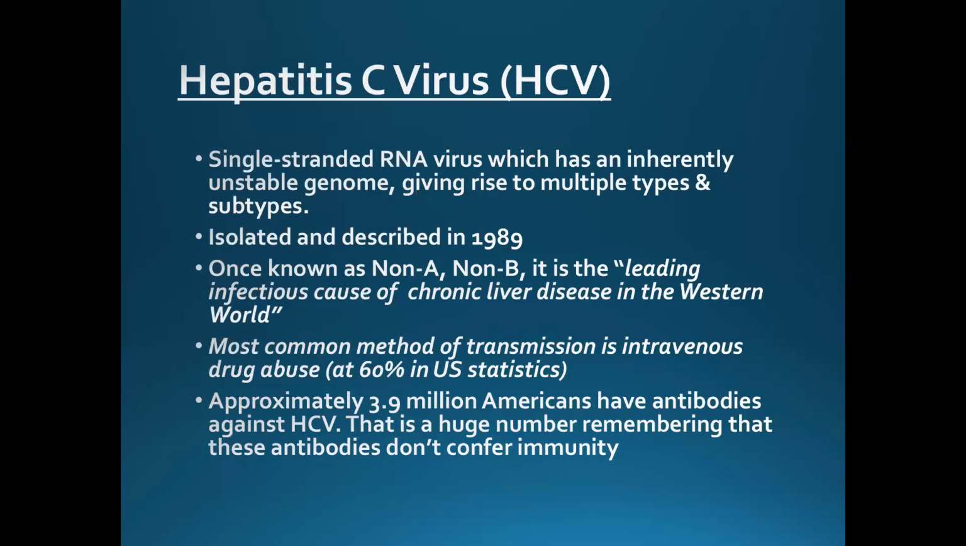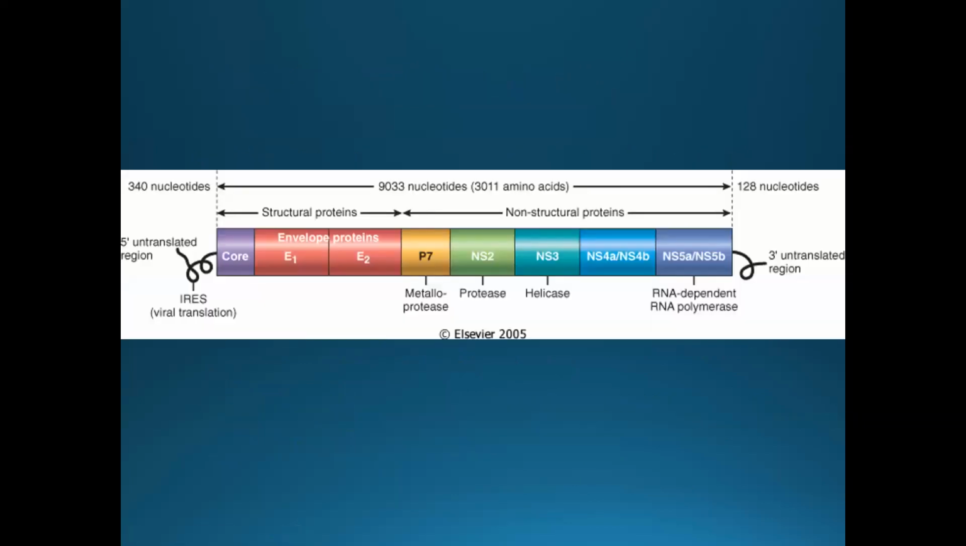So now, the most common method of transmission in the U.S. is drug abuse, intravenous drug abuse. And about 4 million Americans actually have antibodies against hepatitis C viral infections. That's important because when you see the word antibodies in the case of hepatitis C, it should not give you any comfort, because those antibodies are non-neutralizing antibodies, and you will realize why in a couple of slides.